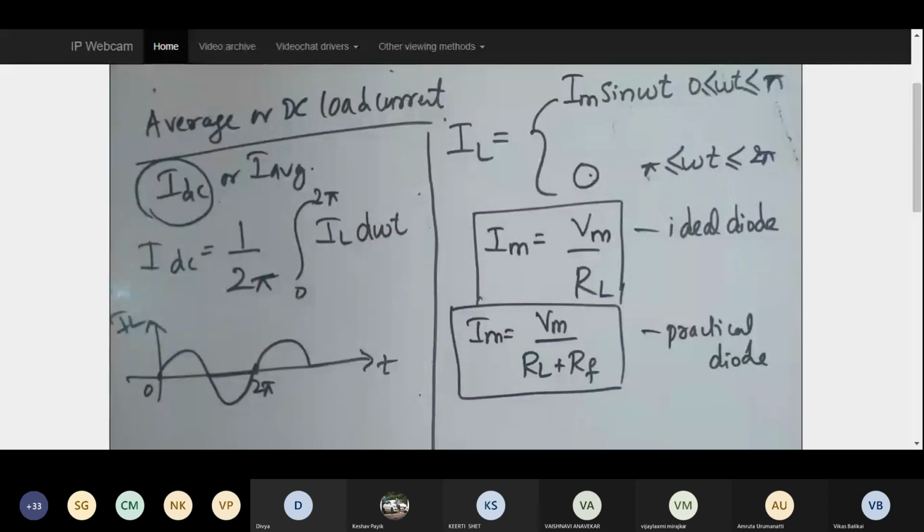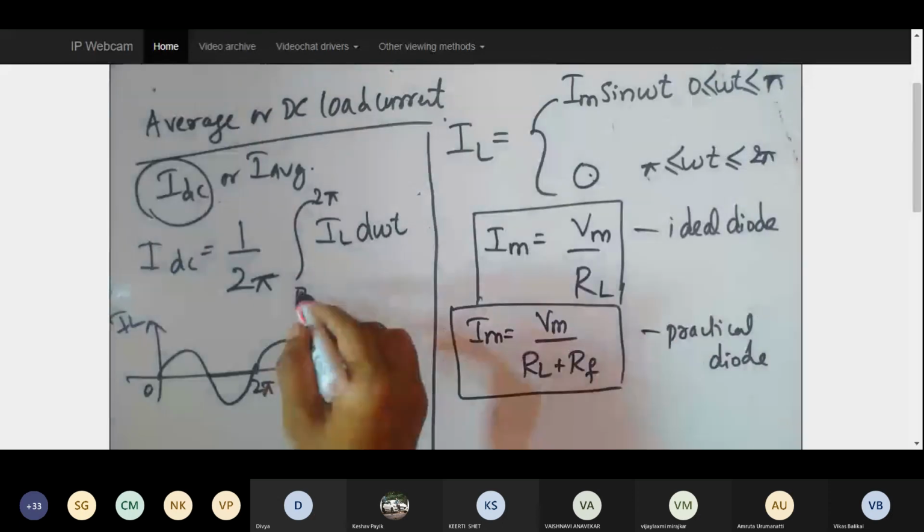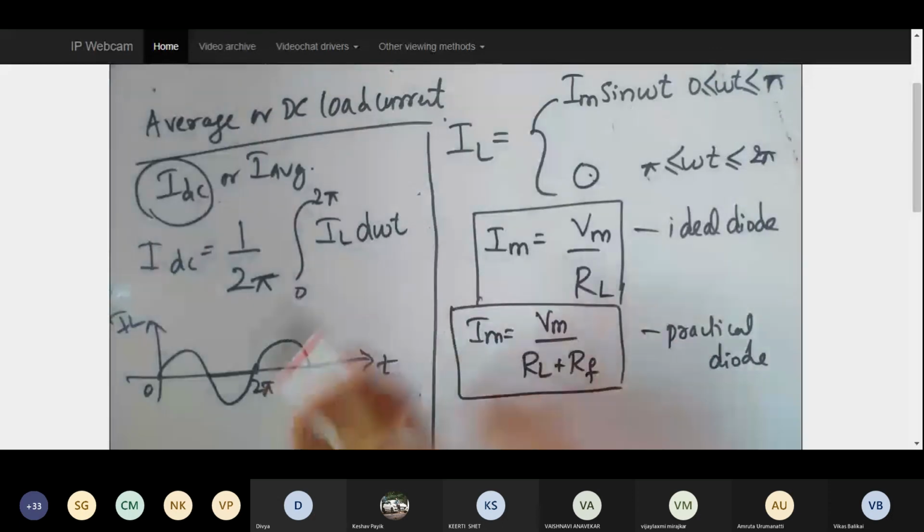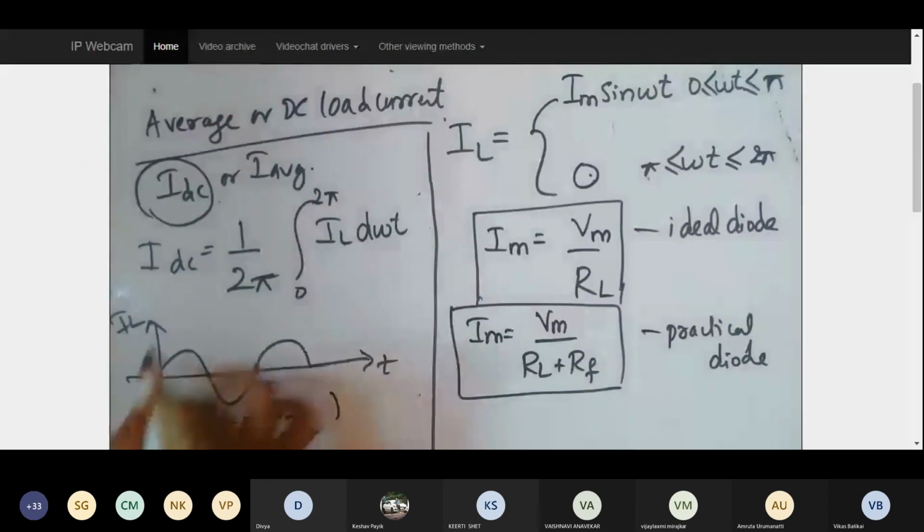from 0 to 2 pi. And if I do that integration, basically integrating gives me the averaging term. So if I integrate, I try to integrate all the components, add all the components, and I'll divide it by the duration of the time. So 2 pi. That's what I'm doing.